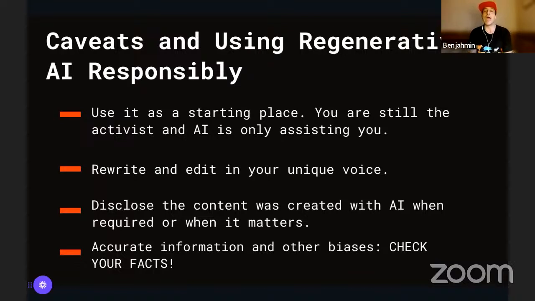And then accurate information and other biases. Especially when you're trying to write a persuasive article, for example, or cite facts and resources, you definitely want to double check. I think we get into it in the next slide, but already we can be scrutinized as activists because we're bringing an unpopular truth. So we don't want to give the naysayers any additional reasons to point a finger and try to discredit us. We really want to make sure we check our facts.